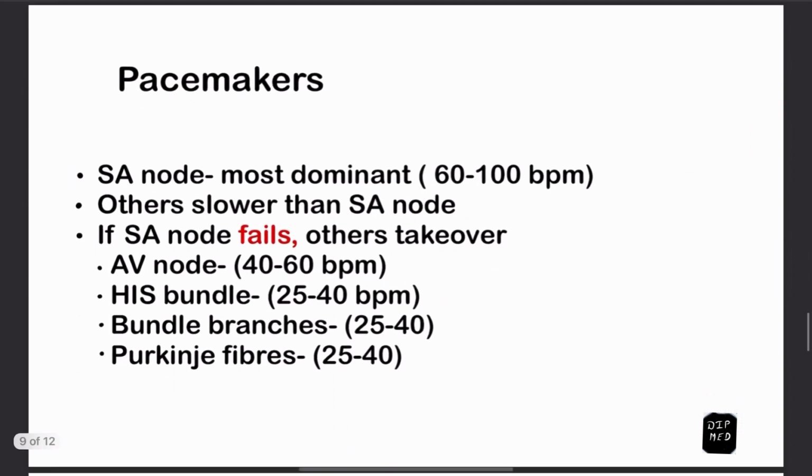Now let's briefly discuss the cardiac pacemakers. The SA node is the most dominant pacemaker of the heart and maintains a heart rate of 60 to 100 beats per minute. Other pacemakers also exist in the heart, but all of them are slower as compared to the SA node. And if the SA node fails, others take over. The AV node can act as a pacemaker but has a slower heart rate of 40 to 60 beats per minute. Similarly, the bundle of His, bundle branches, and Purkinje fibers can also act as a pacemaker, but these have an even slower heart rate of 25 to 40 beats per minute.